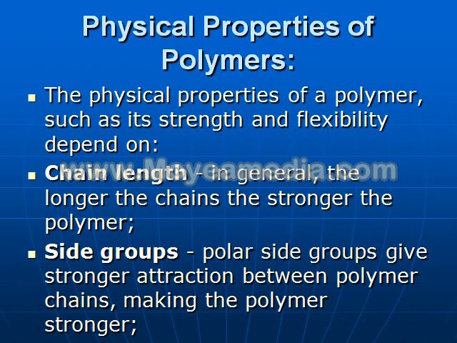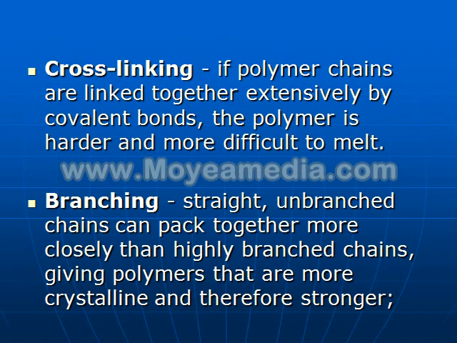Now the physical properties of the polymers. The physical properties of a polymer such as strength and flexibility depend upon several factors. First is the chain length. In general, the longer the chain, the stronger the polymer. Second is the side groups. Polar side groups give stronger attraction between polymer chains, making the polymer stronger.